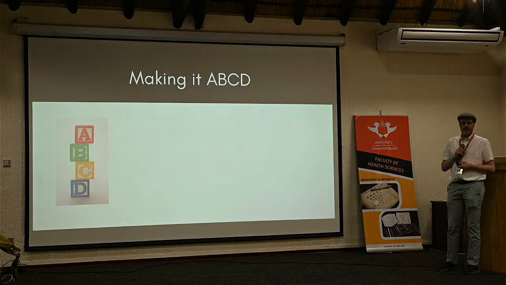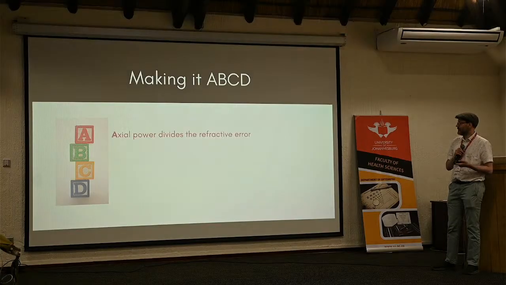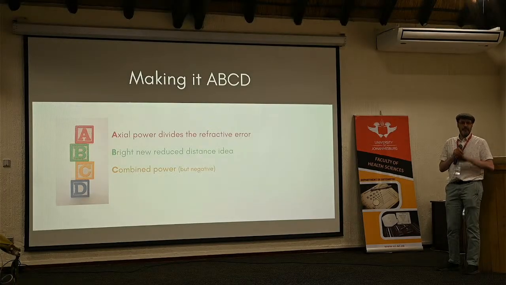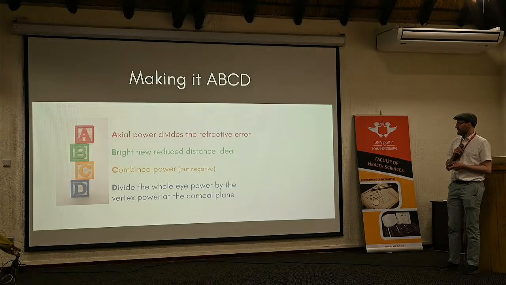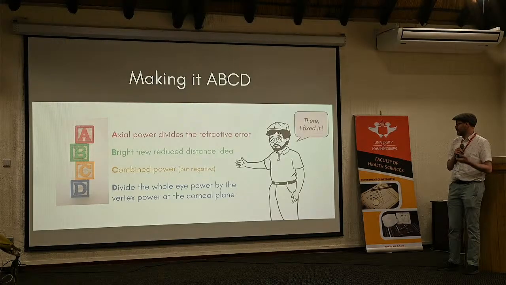So now the last question is, we need to make this thing ABCD. A is actual power divided by the refractive error. B is the bright new reduced distance idea. C is the combined power, but negative. And D is the whole eye power divided by the vertex power at the corneal plane. So we fixed it.